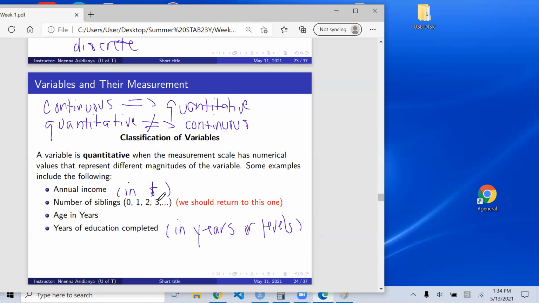That is why quantitative does not imply continuous, because number of siblings is not continuous, but every continuous outcome, be it age in years, your weight, your height, is always going to be quantitative because it's a numerical value. So we have to keep in mind the distinction: a quantitative variable can be discrete, which is not continuous, so quantitative does not always imply continuous, but continuous is always quantitative.